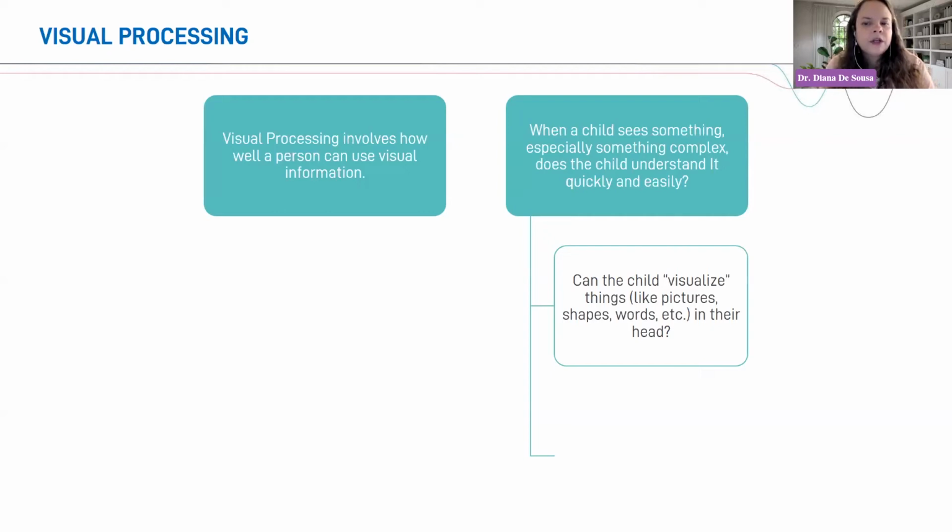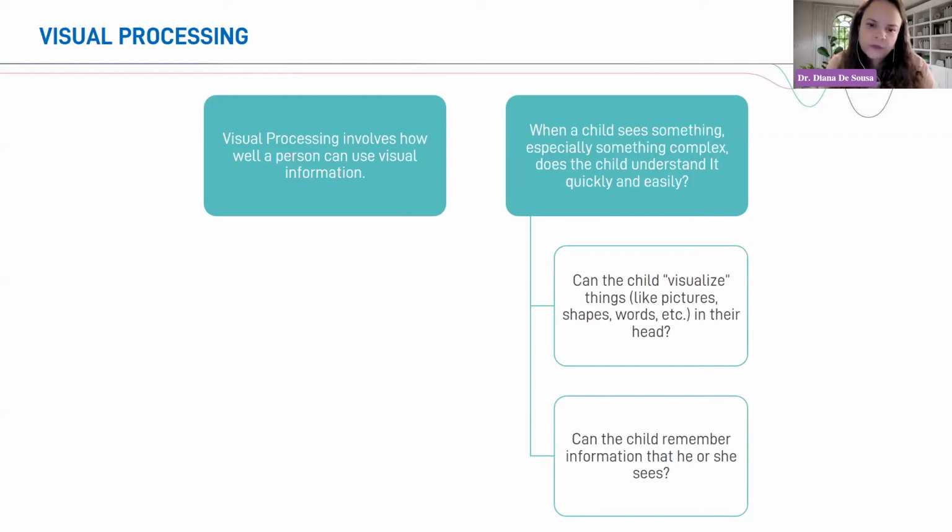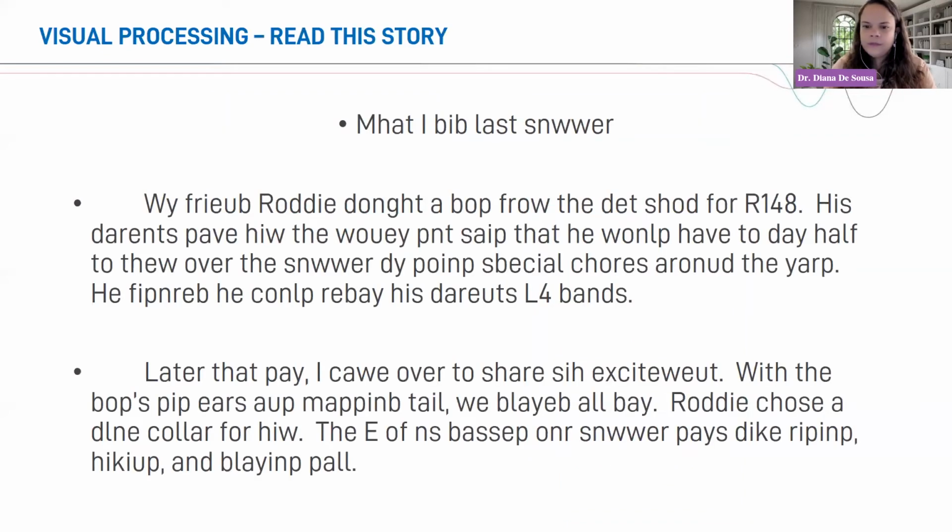Can the child remember the information he or she sees? So this is when you're in a classroom situation where the child is looking at a particular worksheet where they're having to read particular instructions. So to get an understanding of what visual processing may mean, I would like you to read the story. So take one moment in this webinar, read the story silently to yourself.